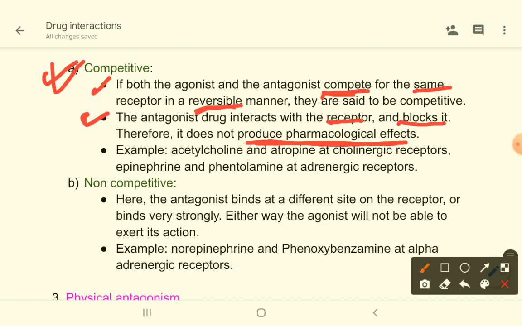Now what does it mean to compete for the same receptor? It means if you increase the amount of agonist, if you increase the dose, the concentration of agonist drugs, then the agonist drugs will displace the antagonist from their site and they will bind with the receptor and exert their effect. So this is competitive antagonism. They compete for the same receptor.